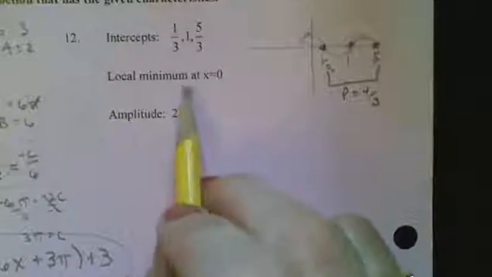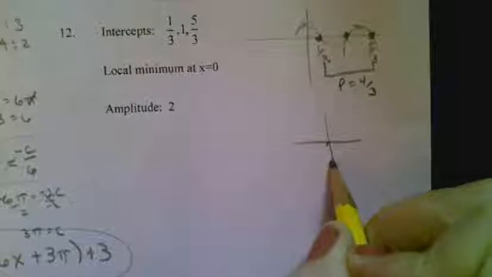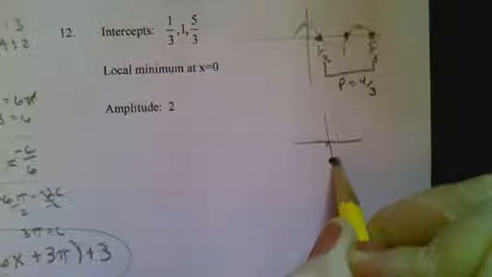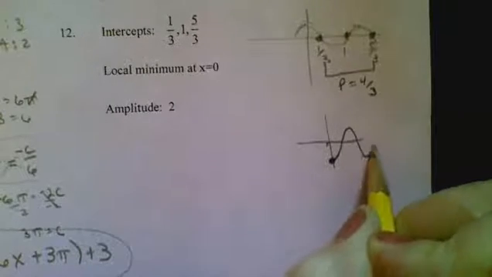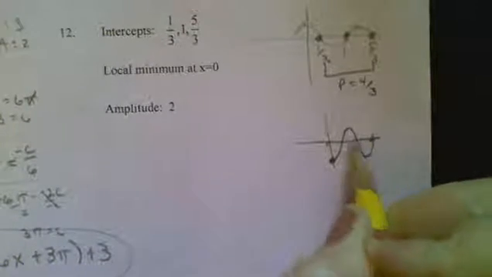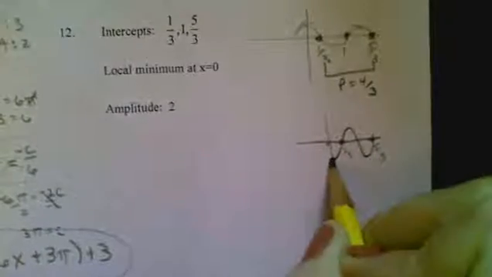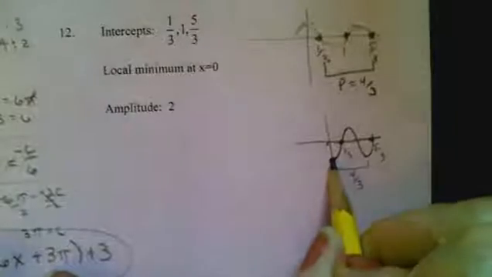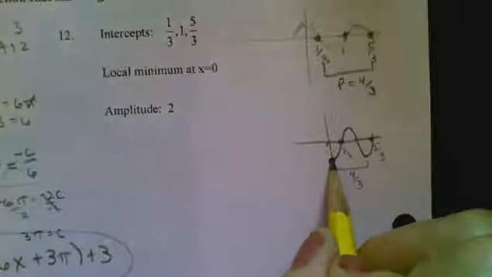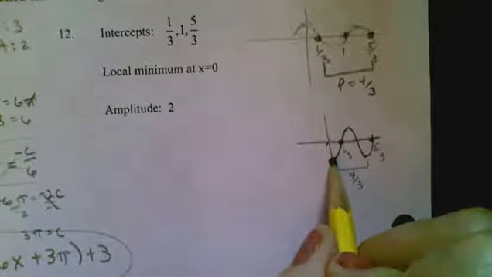Okay, there's a local minimum at x equals 0. So now I know when I go to graph it, at 0, there's going to be a minimum. It's going to come up through 1/3, down back through 1, and then back up at 5/3. So those are my intercepts, 1/3, 5/3. I still know my period is 4/3, but it's starting at a minimum here. So I don't need to do a phase shift then. If I'm going to start with a minimum here, I don't have any phase shift.